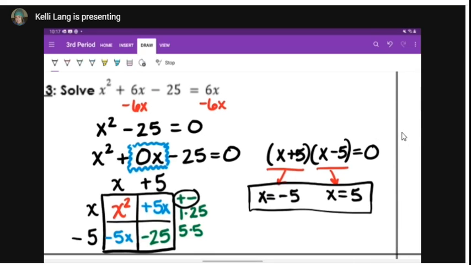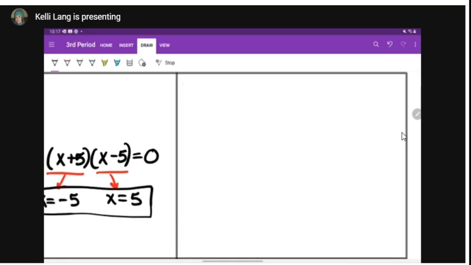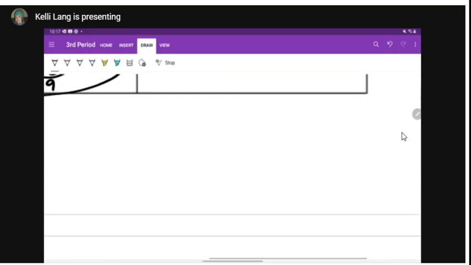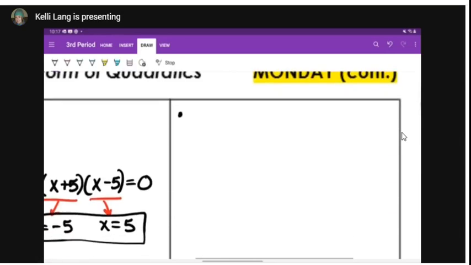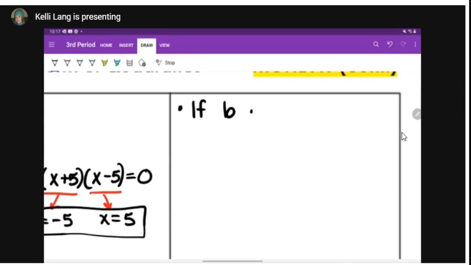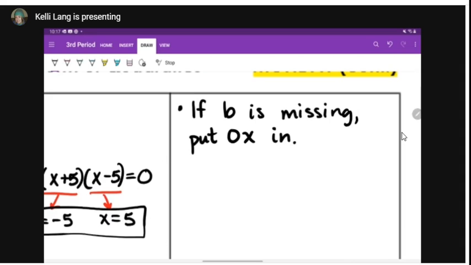So make yourself a note, move over to the other side of the page, write whatever you think might help you here. What did I write last time? Make sure all three terms of standard form are included. If C is missing, put 0 in. This time I'm going to say if B is missing, put 0x in. And very specifically, I'm going to say in the middle, because this would be our middle term. So we need to make sure it's in the middle of our standard form.